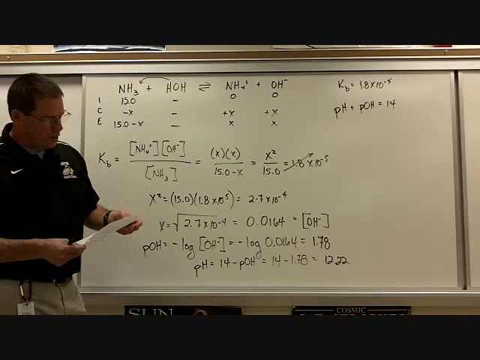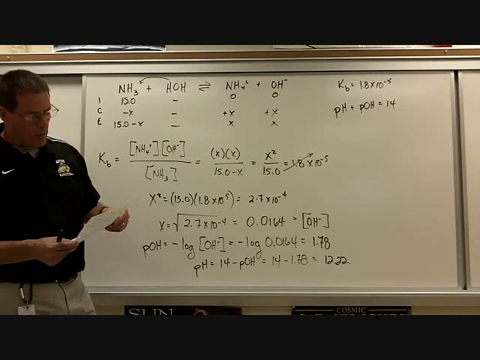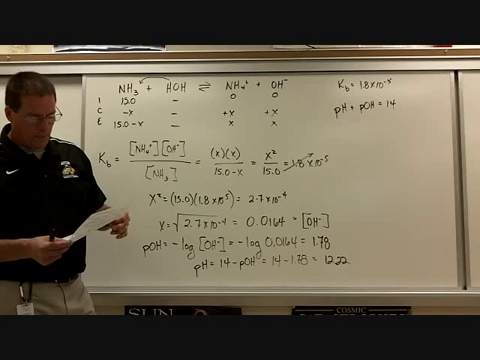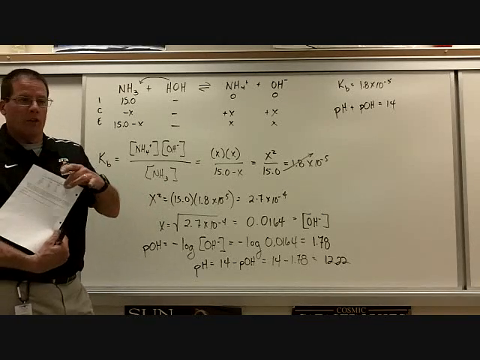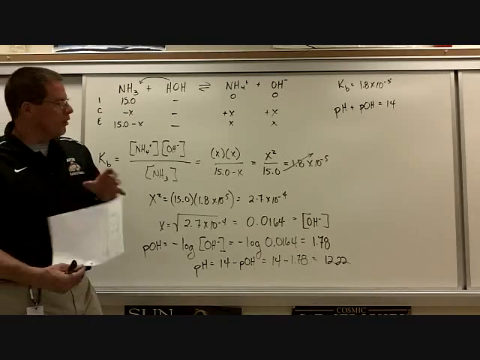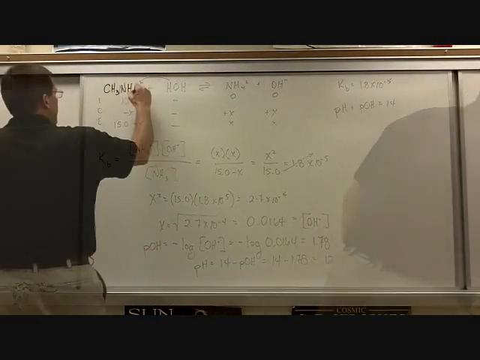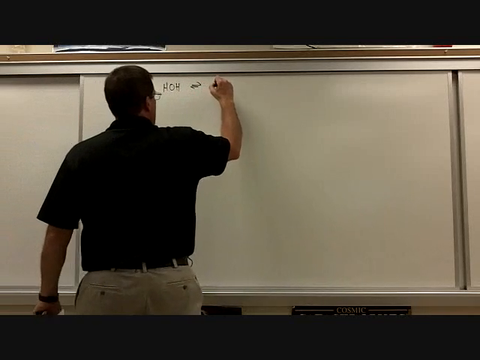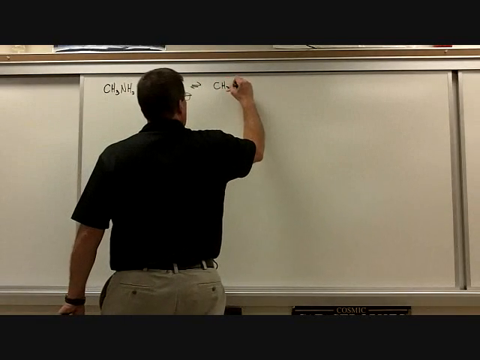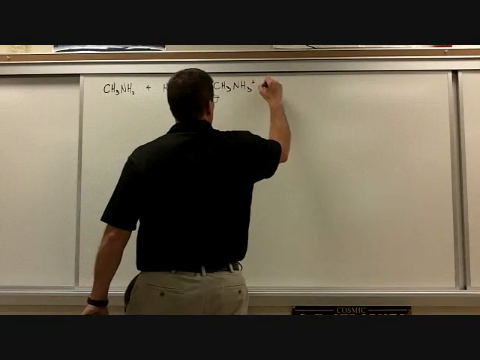Try the last example on your own where it says calculate the pH of a 1 molar solution of methylamine, and then the Kb value. I shouldn't have given it to you. It's in the table. So the formula for the methylamine is given to you there. And do include your charges.